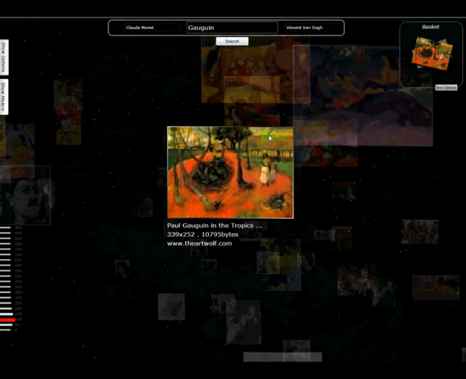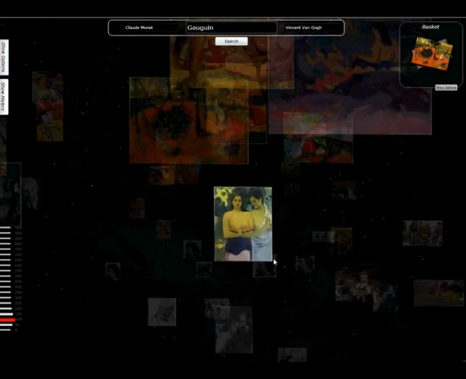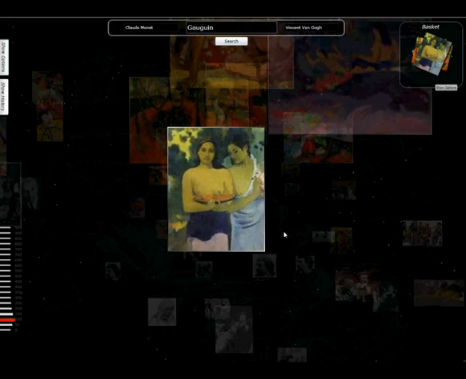As the user moves through the space, she can collect images into a bin, much like a shopping cart, and those images can be subsequently shared or viewed within a slideshow.